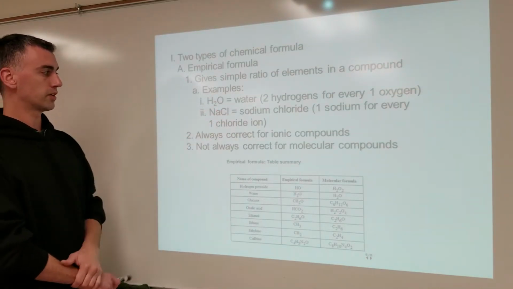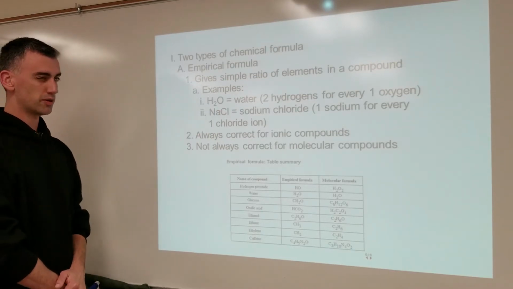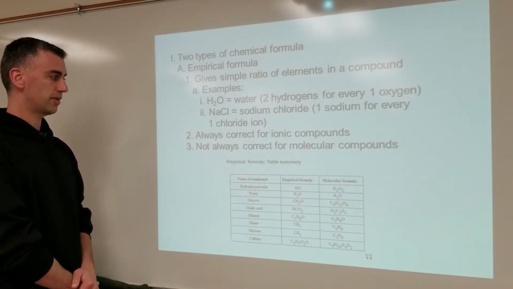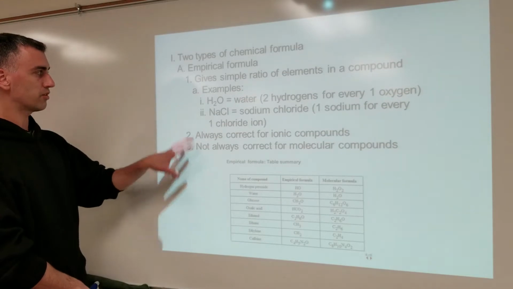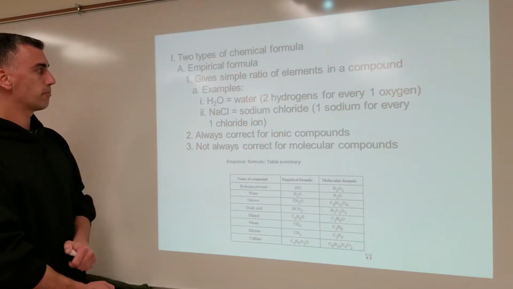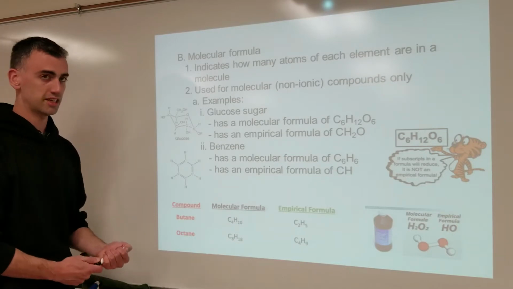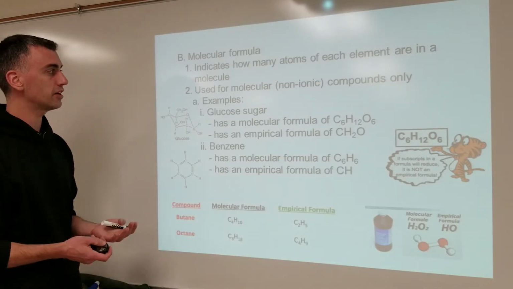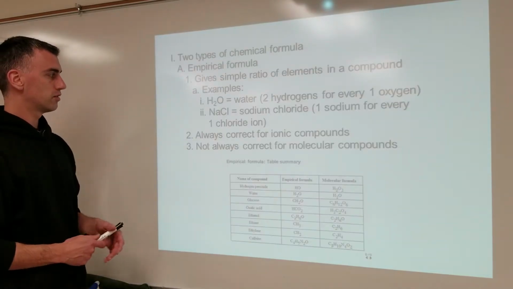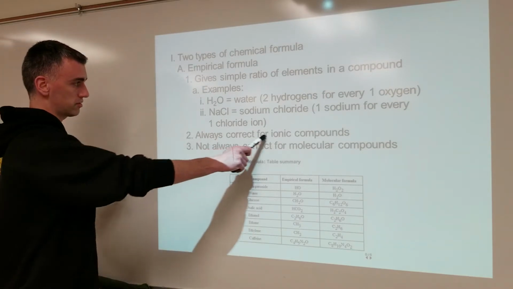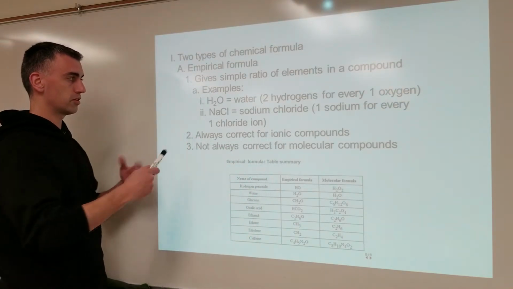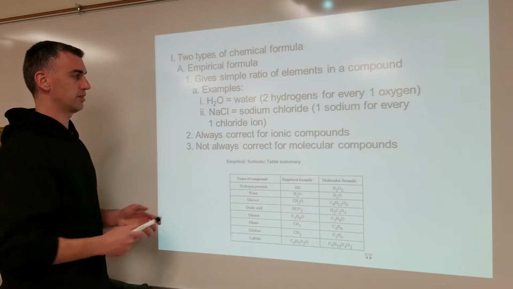for every 1 chlorine. But there are ways beyond that to describe what's in a compound, because yes, you can talk about the ratio of the elements, but you can also talk about what the compound actually contains. Now, it should be really clear that for ionic compounds, there's only one formula, and that is the empirical formula.